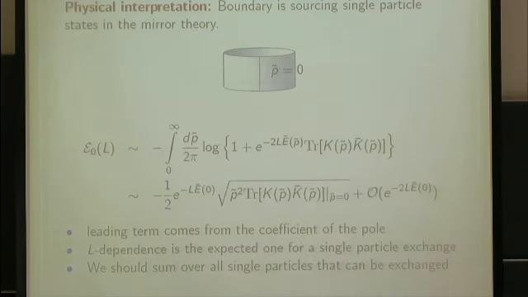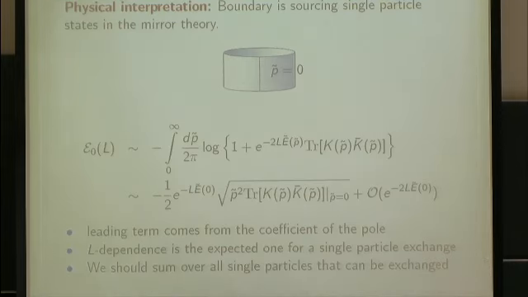But it turns out that this integral is dominated by just the coefficient of the double pole of this function as p goes to 0. So the leading answer to this integral is very simple. It's just to evaluate the coefficient of this function at the pole.